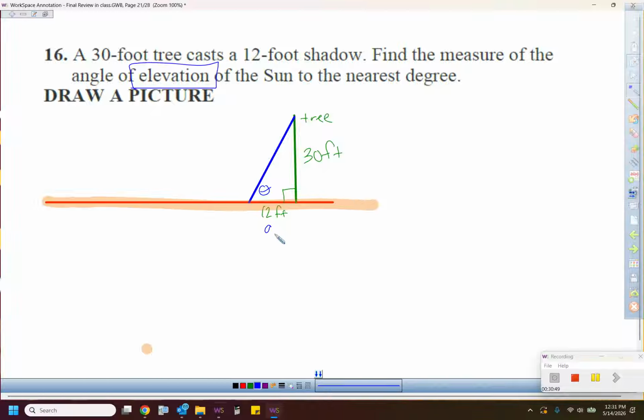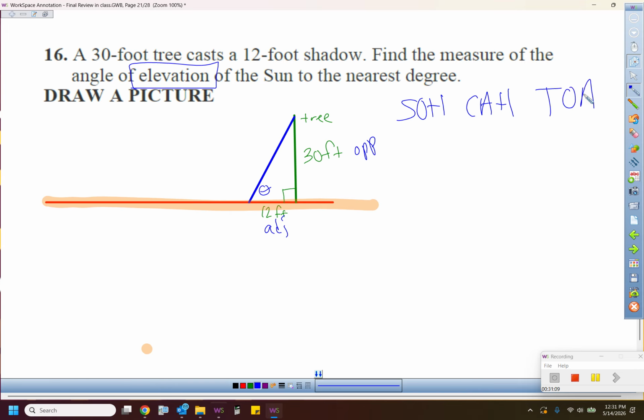Are we cool that 12 is adjacent to it? It's touching it, but it's not the hypotenuse. And 30 is the opposite. How do you know where the hypotenuse is? It's across from the 90. So which trig function deals with opposite and adjacent?